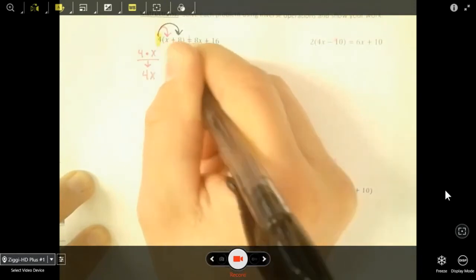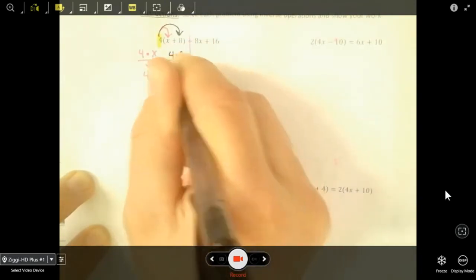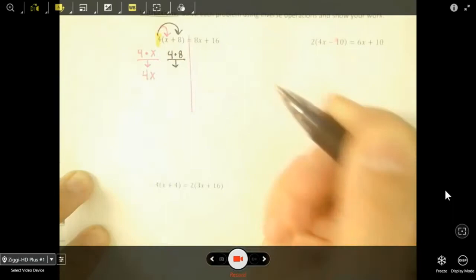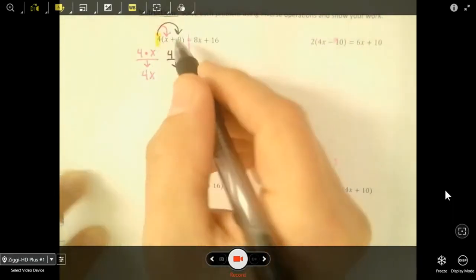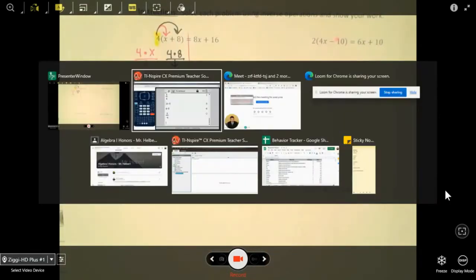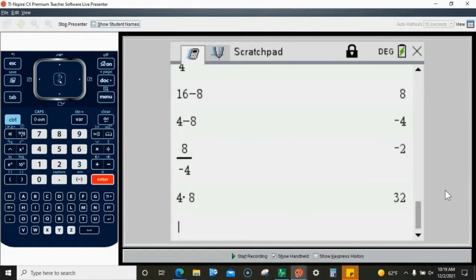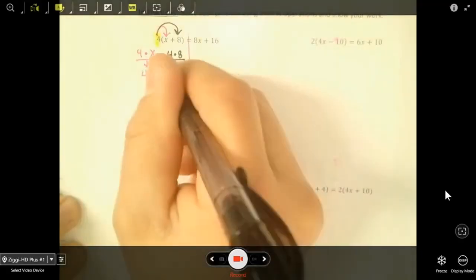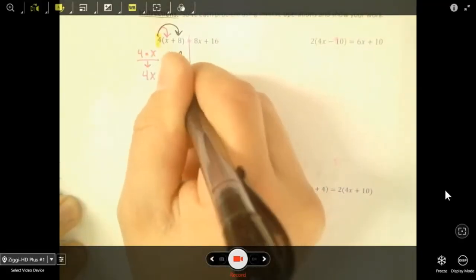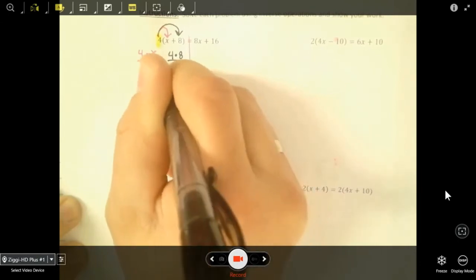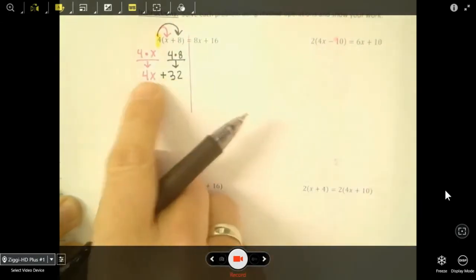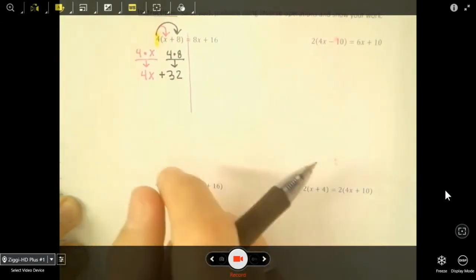Now in this case, we don't have a variable, and that's why I use my black pen. It's just two constant values being multiplied. And 4 times 8, if I put that into my calculator, gives me 32. It is a positive 32, so I am going to put a plus sign in front of it so that these two terms, we can see how we're combining them.